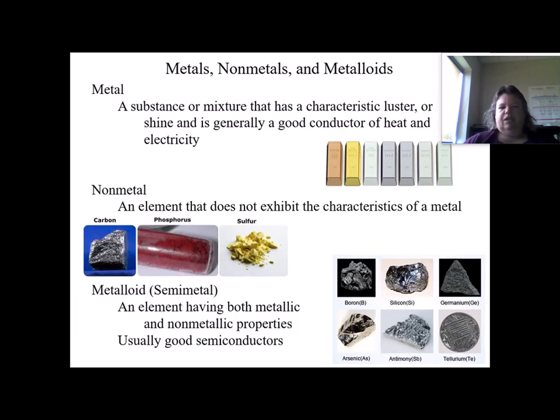Okay. So if you look at it, when you look at the periodic table, you have metals on the left, nonmetals on the right, and the metalloids are the elements that are straddling between those two.